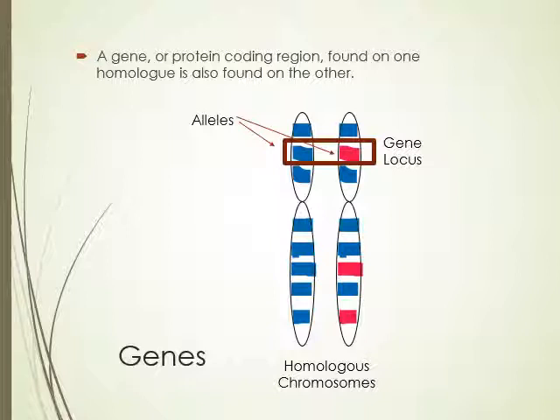So any gene, a polypeptide encoding region found on one of a homologous pair, is at the same place on the other one. Here's one gene. Here's the same gene on the other chromosome. So if you look in that box up there, the gene on the left is going to be a homologue to the gene on the right. They encode for the same basic thing.